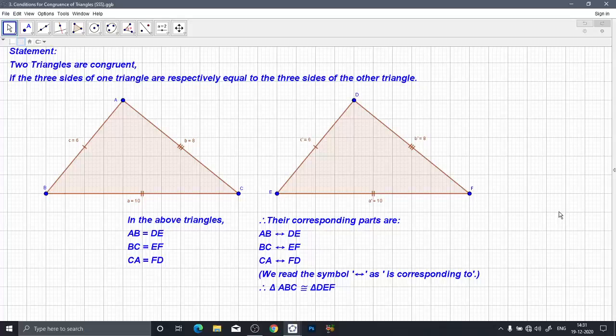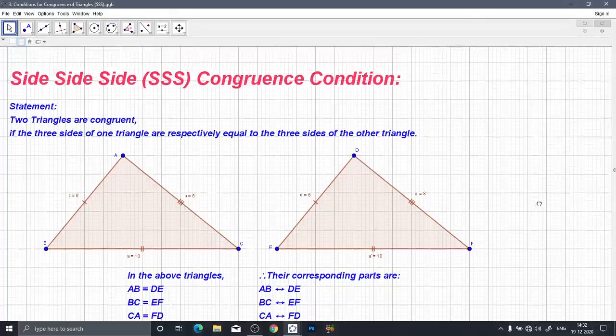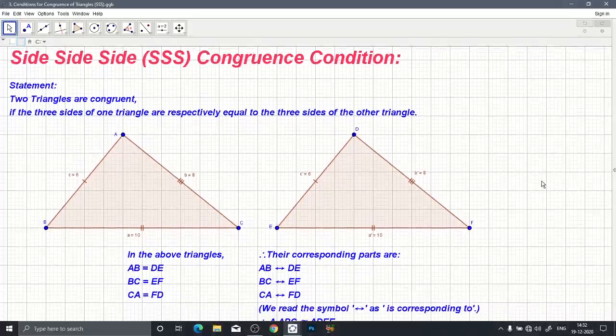Since the corresponding sides are equal to each other, we conclude that the given two triangles are congruent to each other. So this is the first one, the side congruence condition. It's very easy to remember. The three sides of one triangle are exactly equal to the corresponding three sides of the second triangle, then those two triangles are said to be congruent to each other.